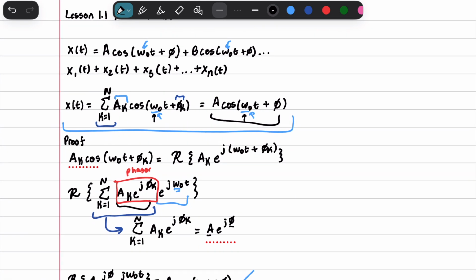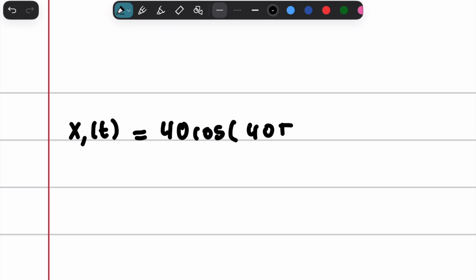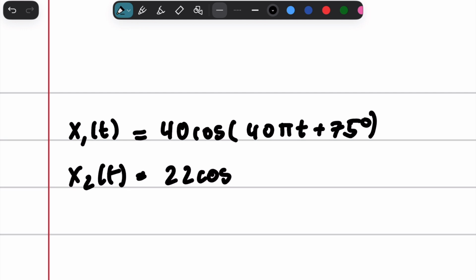Now let's actually see this in practice with a practice problem. For our practice problem, we're going to be given x1 of t, which is 40 cosine(40 pi t plus 75 degrees), and x2 of t is equal to 22 cosine(40 pi t plus 60 degrees).